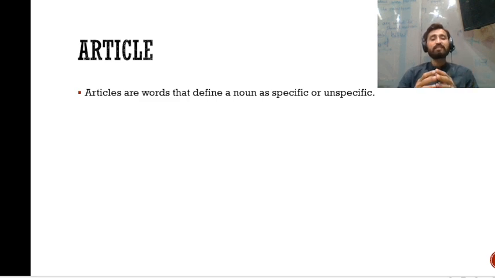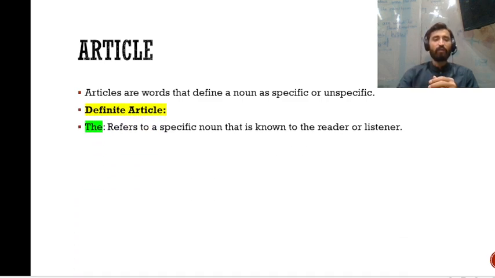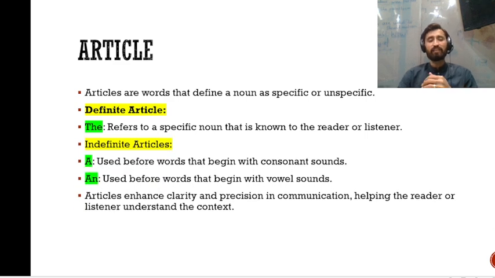So what are articles basically? They are words that define a noun as specific or unspecific. If it's specific, we use the article the. And if it's unspecific, we use a and an. Now, there are two different types. The first one is the definite article. The definite article refers to a specific noun that is known to the readers or listeners, whereas the next one is indefinite articles. There are two indefinite articles. The first one is a, the second one is an.